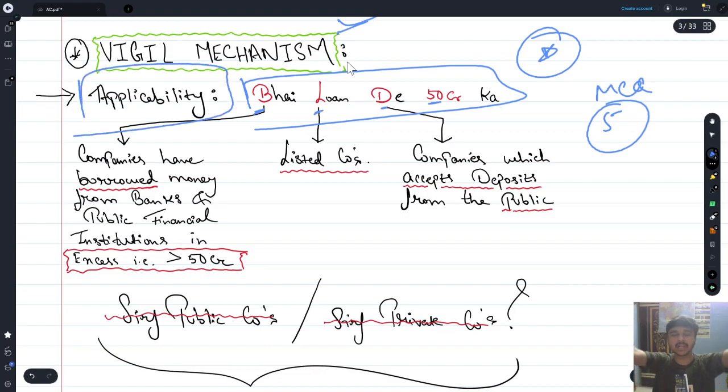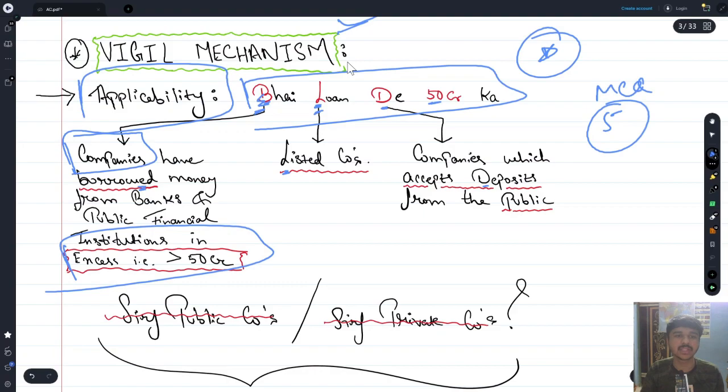It is a shortcut to learn what? Applicability. So vigil mechanism is applicable to whom? Vigil mechanism is applicable to companies. From B always comes borrowings. From L always comes listed companies. From D always comes deposits. And 50 crore, obviously it must be some criteria. It is here, borrowed. So applicability is companies which have borrowed money from banks and public financial institutions in excess of rupees 50 crore. Whenever borrowing comes, it is always in excess of, it is never equal to, that is in excess of rupees 50 crores.